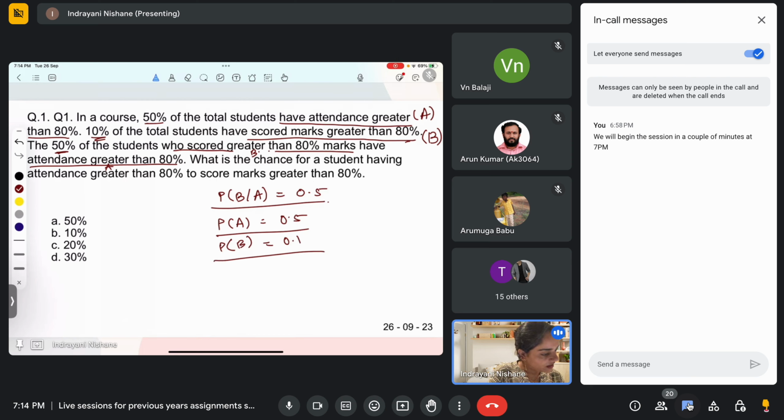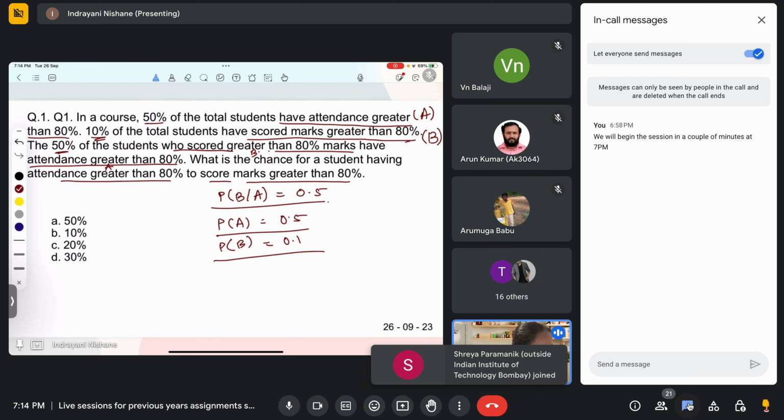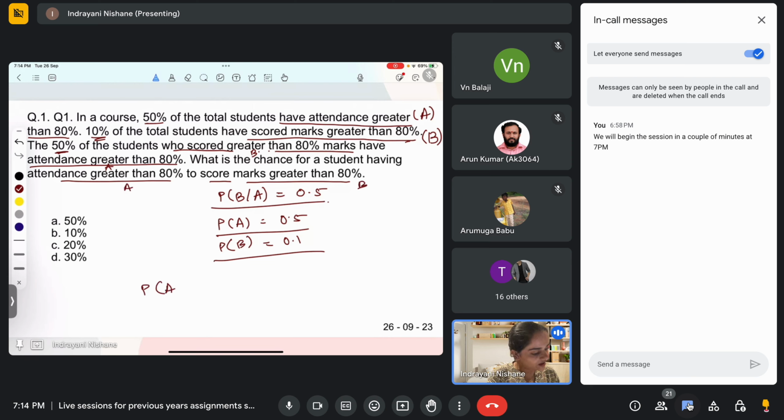So now what is the chance of a student having attendance greater than 80% to score marks greater than 80%? So that means probability of A when B has already occurred? What is the chance of a student having attendance 80% where he already has this score? So this we have to find out.